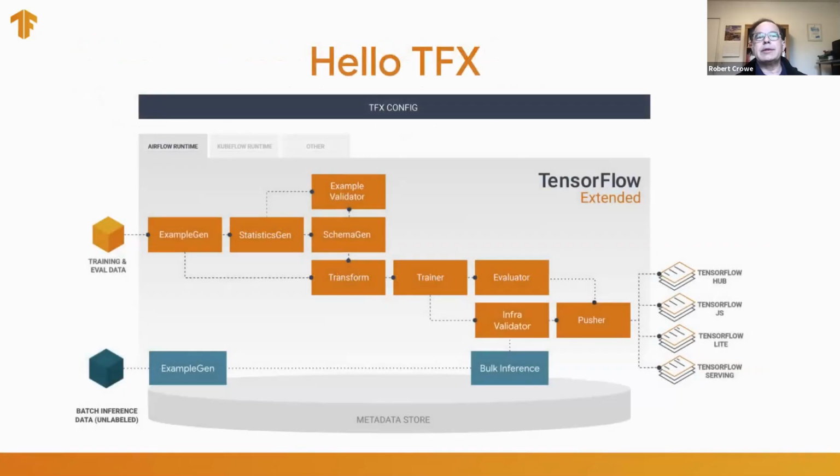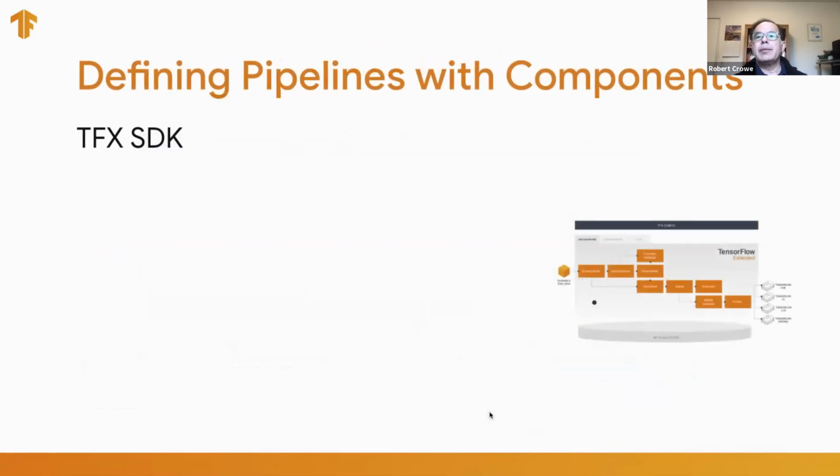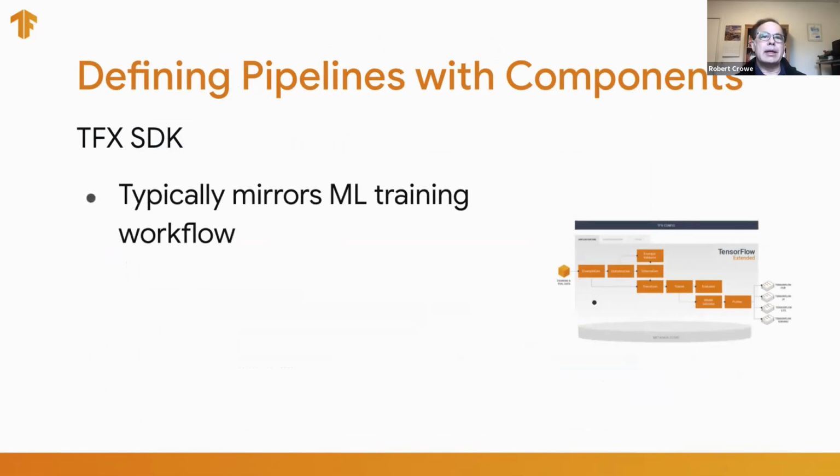So again, this is what you end up with. Those components we're talking about are these things in orange here, or in an inference pipeline, I have them in green. Defining the pipelines with components is done by using the TFX SDK. And that typically mirrors the ML training workflow. But in fact, you could use the pipeline for whatever works for you. But most people are using it for that.